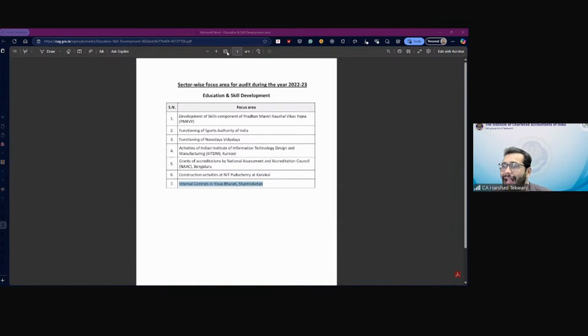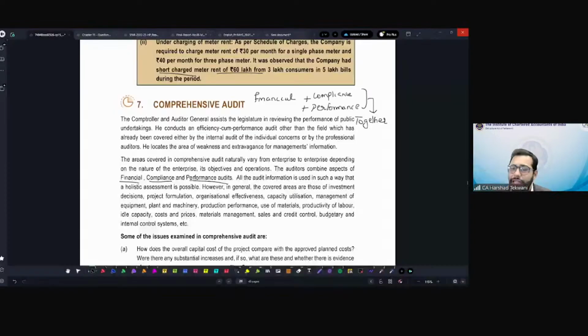You can say it is kind of additional instruction that has been issued by the C&AG from time to time. They update these focus areas, and the person who is carrying out the audit has to focus more on these areas when they are carrying out the audit. So this is how focus areas and additional information is also provided by C&AG when audit is being done.